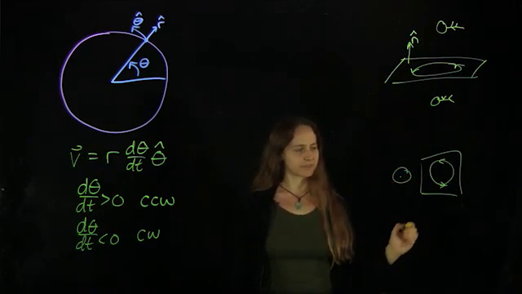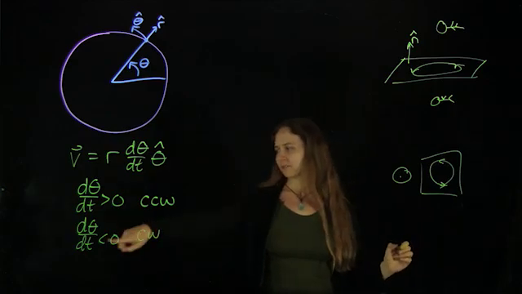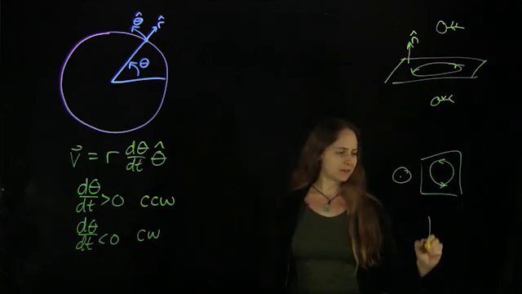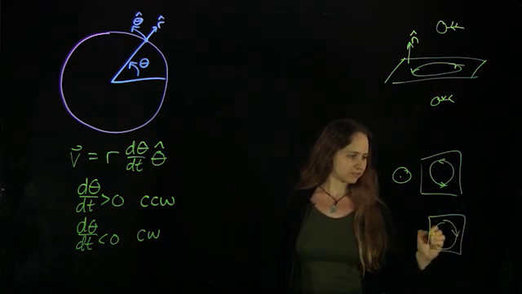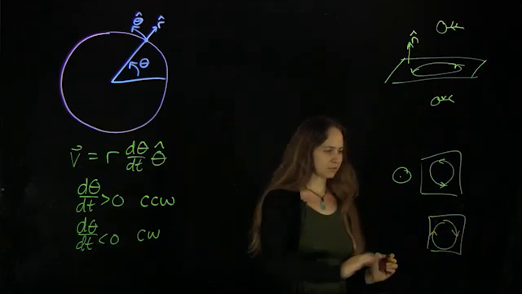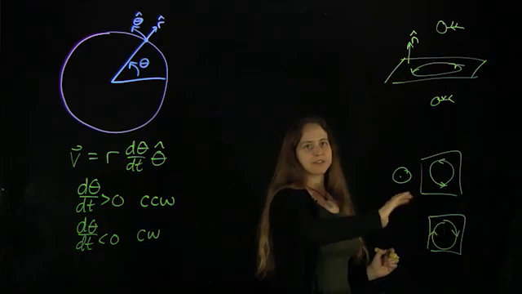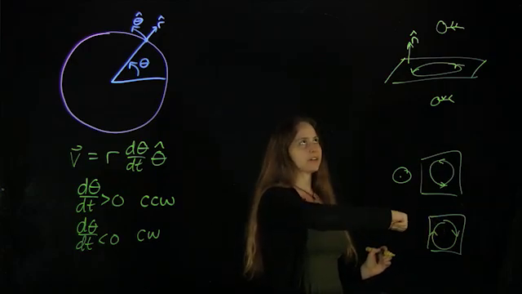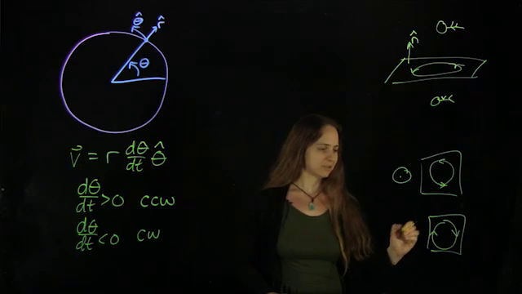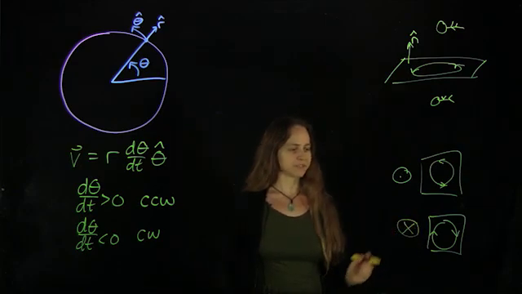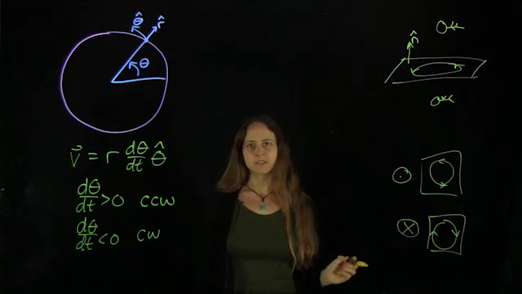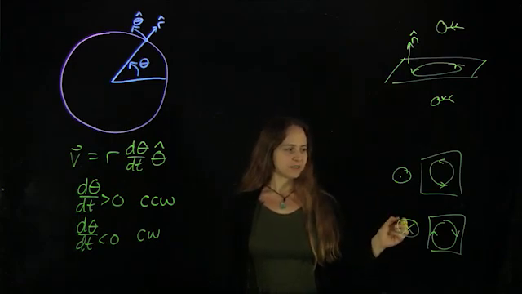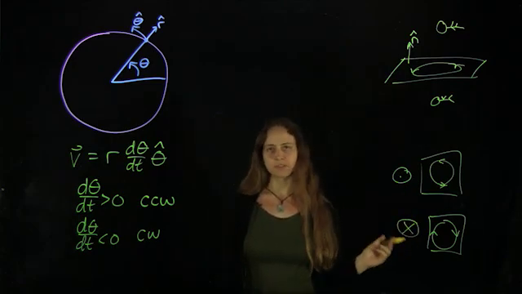In our other case, for d theta dt less than 0, our particle is traveling in this direction. And so you can see by my right-hand rule that now the direction that I've defined is into the board. For that, I'm going to draw an X in a circle. So these are symbols that you'll see throughout the rest of the course, the out of the board and into the board symbols.